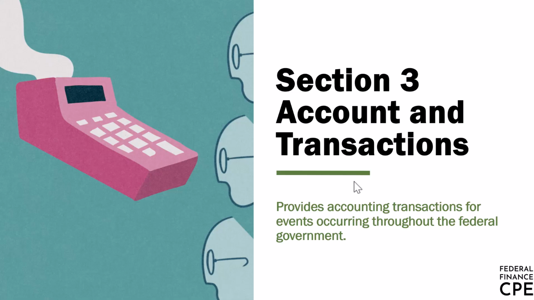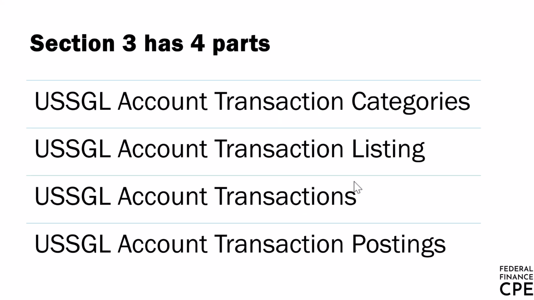All right, let's go to section 3, which is account and transactions. This is going to provide transactions for accounting events that occur throughout the federal government. And while I say transactions, the easier way to think of it is just as journal entries. These are going to be the journal entries you need to do. This section has 4 parts: your transaction categories, then your transaction listing, then your account transactions, and then your account transaction postings.